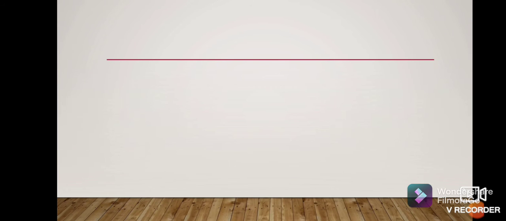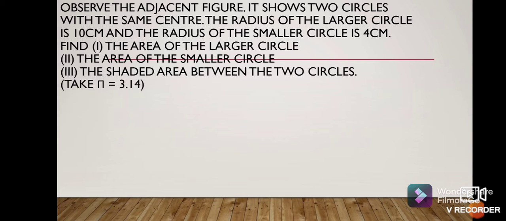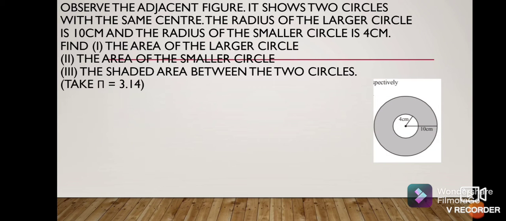Now, let us observe a sum. Here is a very simple sum. Observe the adjacent figure; it shows two circles with the same center. The radius of the larger circle is 10 cm and the radius of the smaller circle is 4 cm. Find, number 1, the area of the larger circle; second, the area of the smaller circle; and third, the shaded area between the two circles. Here we have to take the pi value as 3.14. Let us see one by one.